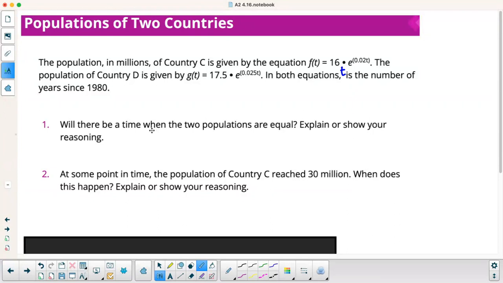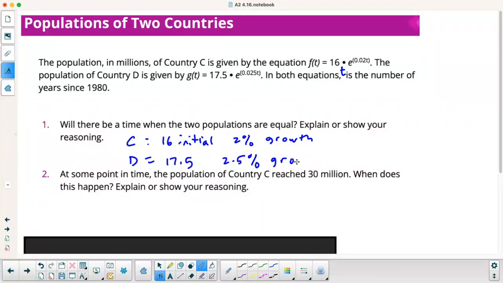So what you've got to look at is the initial value and the growth rate. Let's look at country C, which is this function. 16 is my initial value. That's the number in the front, and then this number there is your growth rate. So it's 2% growth. If I look at D, it starts at 17.5, so it starts out at more, and then the growth is 2.5. So it grows faster.